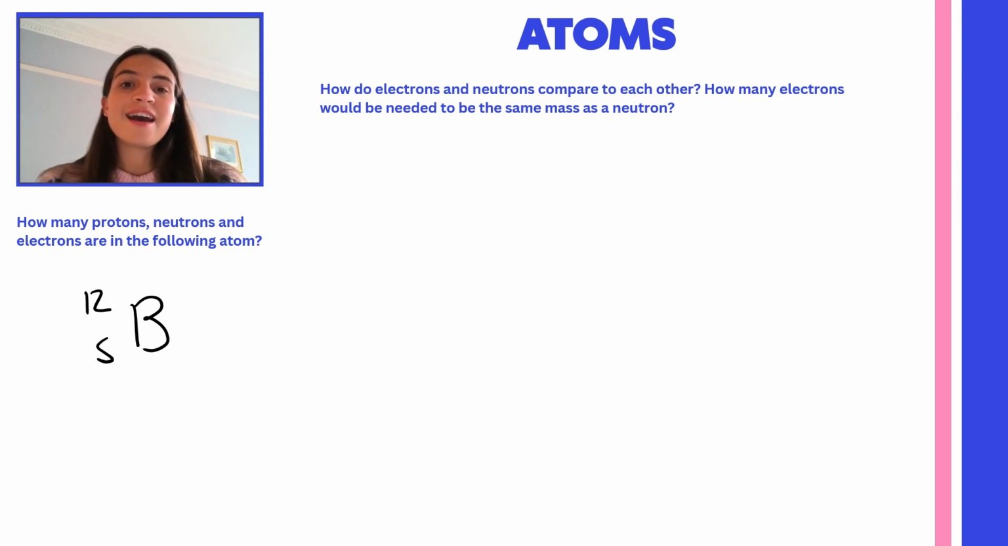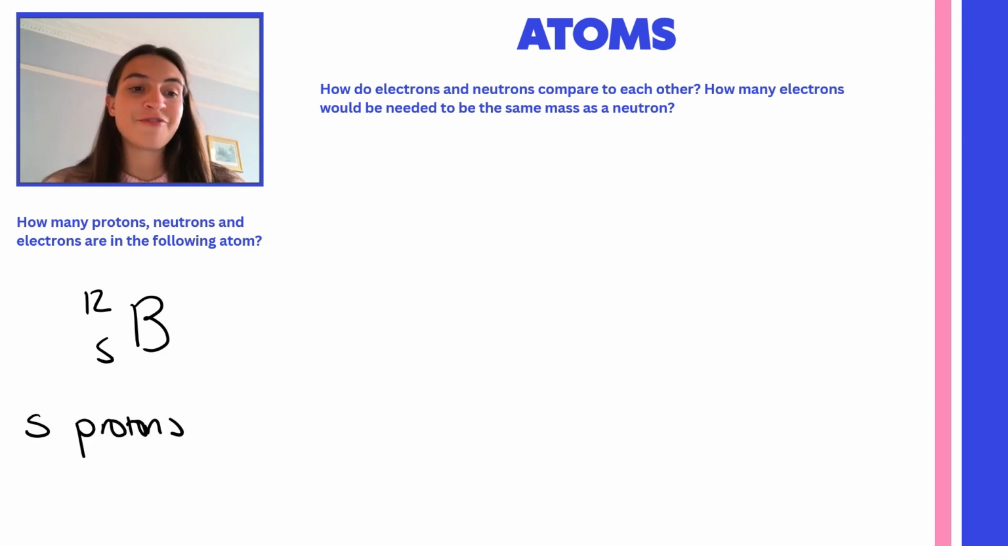So, in order to answer how many protons, we are looking at the bottom number, which is called our atomic number, and tells us how many protons are in the nucleus of this boron atom, so that is 5.